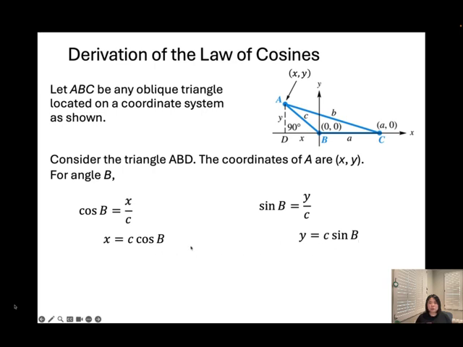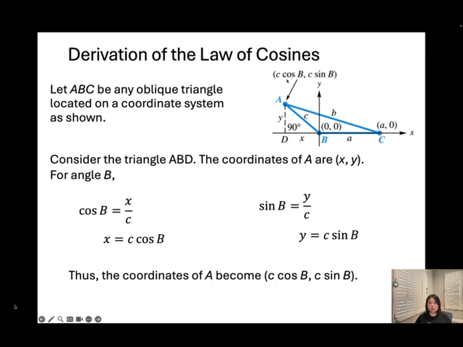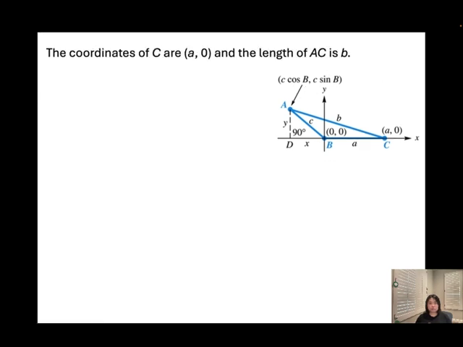So that will be the coordinates of A here. We replace the x with c cosine B and the y with c sine B. Okay, this is the coordinate of A. Now we have the coordinates of C, (a, 0), and the coordinates of A, which we found from the previous slide: c cosine B and c sine B.